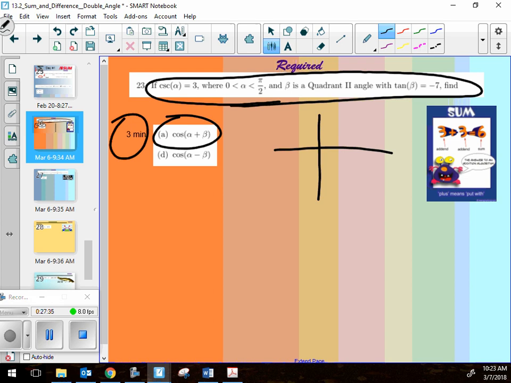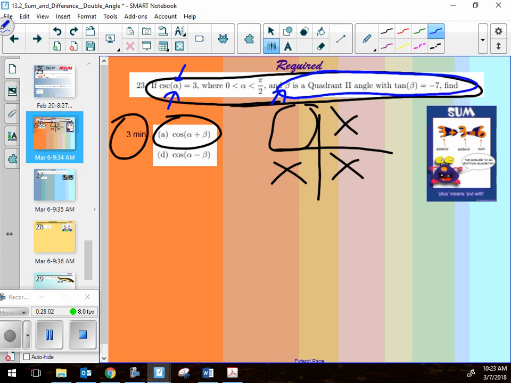It says it's in quadrant 2. I hope you know that's this one. That's out, that's out, that's out. And it says that cosecant of A is 3. No, wait, I'm sorry. There's 2 different angles here. There's alpha and there's beta. Beta is in quadrant 3. Okay, so I'm doing beta right now. Beta is in quadrant 3 with a tangent of beta is -7. How is that possible? Remember, they've always given you 2 sides. I'm going to put it over 1. Tangent of beta is -7 over 1.